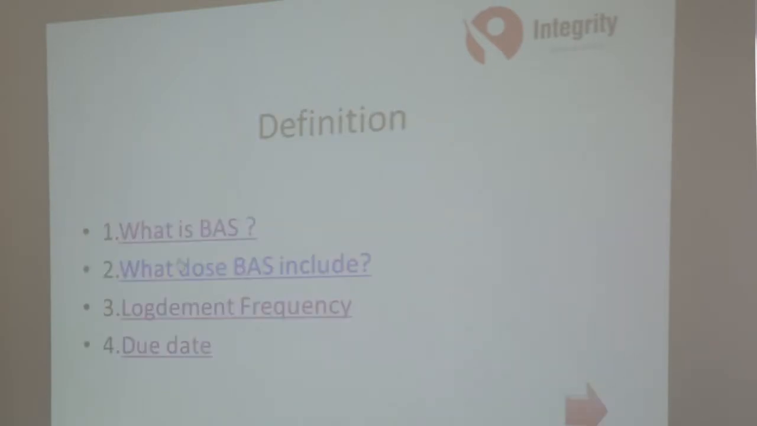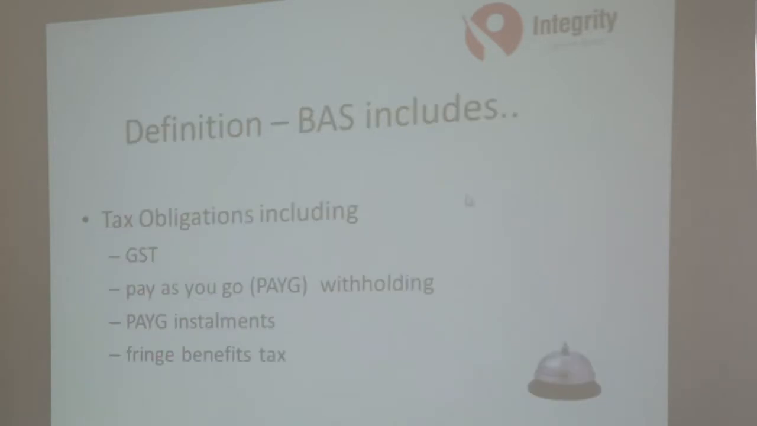And the second one is what does BAS include? Generally, BAS includes GST, PAYG wage withholding, which is related to wages, and PAYG installments, which is related to income tax, and the FBT. Here we only talk about the first 2 parts in today's topic, because the third one is an annual thing, and we only talk about monthly and quarterly. And the last one, FBT, we haven't registered for that, so we're not talking about that today.